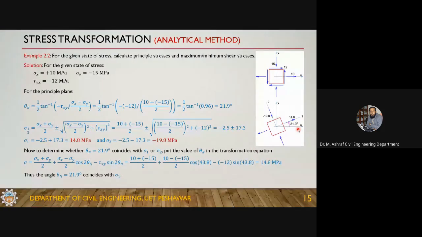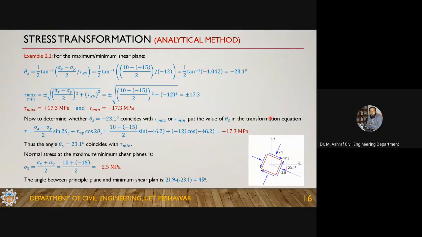Now you know the orientation, in which direction the stresses are, okay? And you know the values also. The maximum value is 14.8. All other values will be less than this one, and this is the minimum value of minus 19.8, and all other stress values will be greater than this one. Greater means algebraically greater, okay?